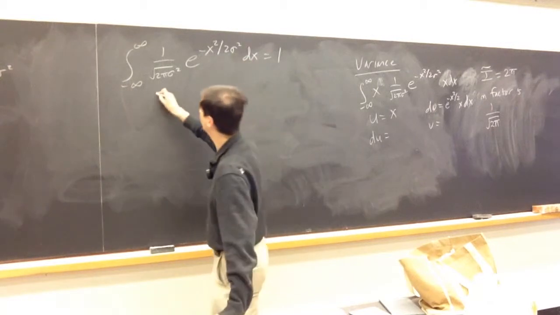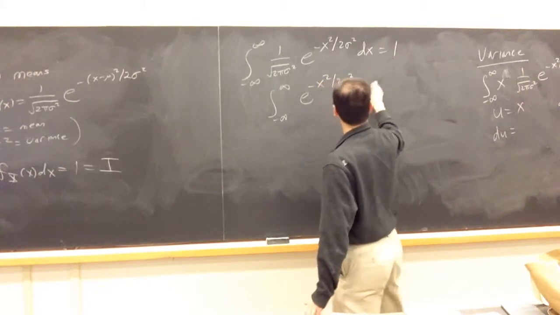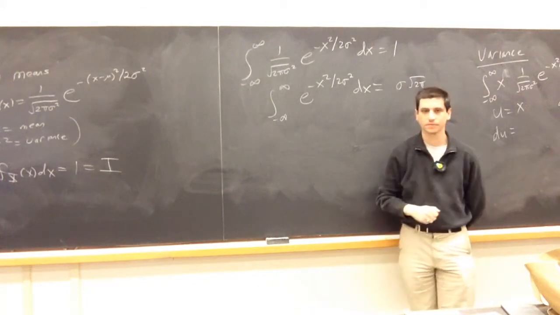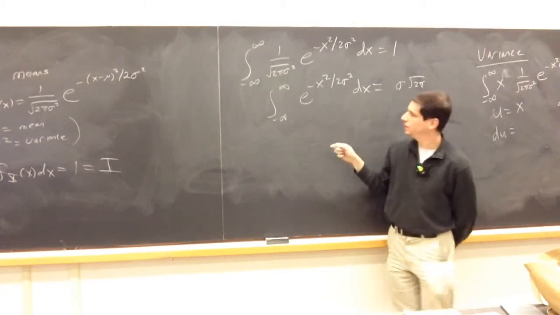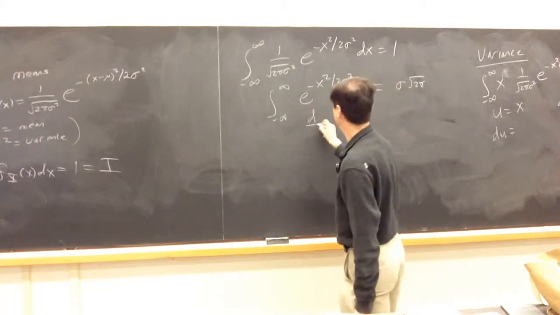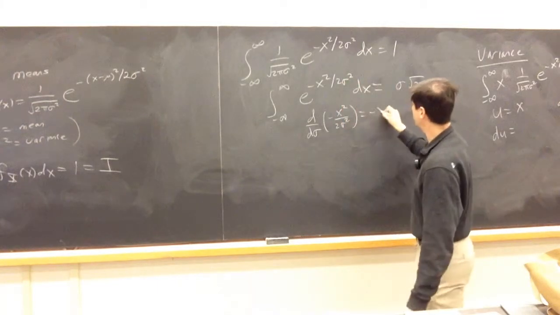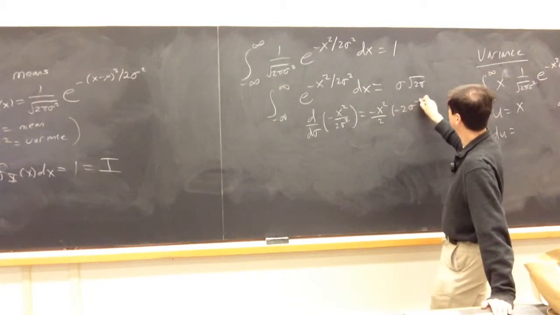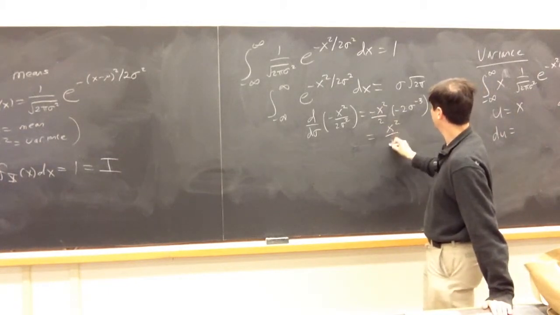If we move this to the other side, we now have the integral from minus infinity to infinity of e to the negative x squared over 2 sigma squared dx equals sigma times the square root of 2 pi. Now we can apply the derivative with respect to sigma. So what happens here? We're going to get a negative, so d by d sigma of negative x squared over 2 sigma squared. We get a negative x squared over 2. Now the derivative of sigma to the negative 2 becomes negative 2 sigma to the negative 3. The negatives cancel, the 2's cancel, and we'll get x squared over sigma cubed.